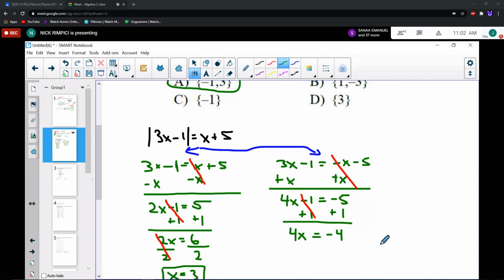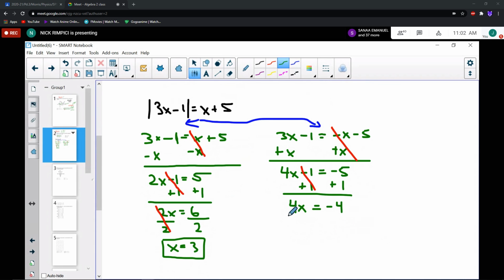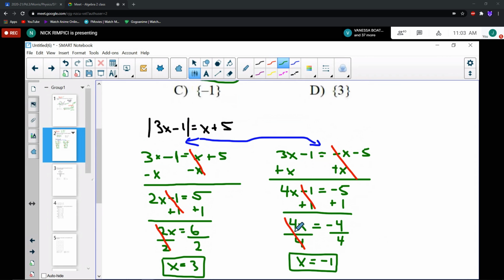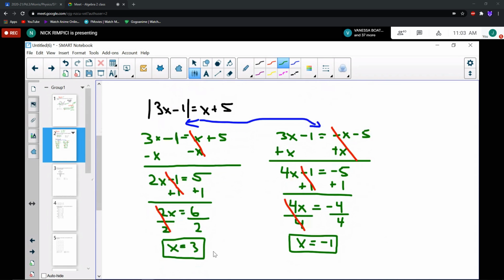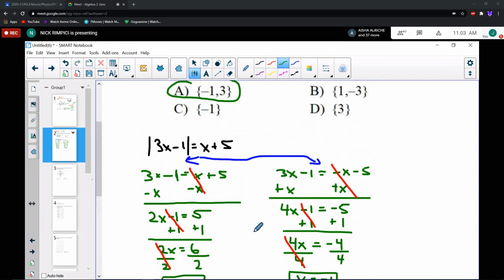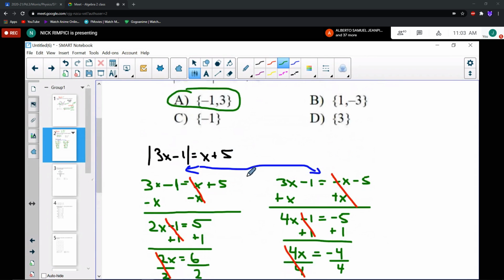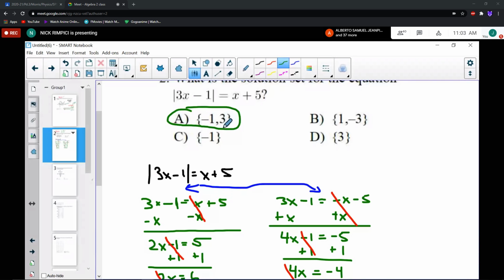And finally, to get x all by itself, I can divide 4 on each side to undo the multiplication. When I divide 4 on each side, this cancels out, and x is going to equal -4 over 4, which is -1. And I was expecting that because the answers are -1 and 3. Those are the two values that we're supposed to get. So we see that doing it algebraically, it's the same thing that we get when we do it graphically, and it better be, otherwise something went wrong.